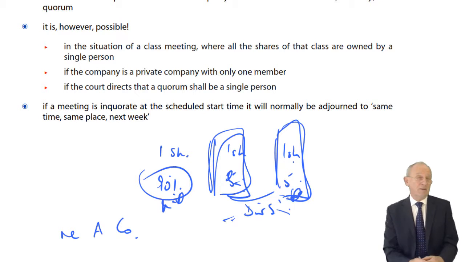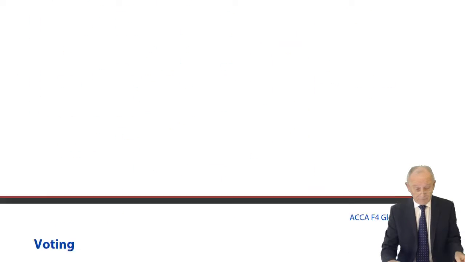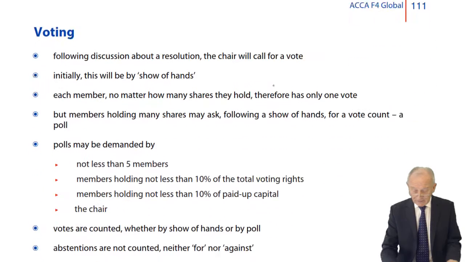So yes, you can have a meeting on your own. It's very strange, isn't it? But yes, you can. The meeting is in quorum at the same time, same place next week. I've already told you. Which moves on to the last element, which is voting.